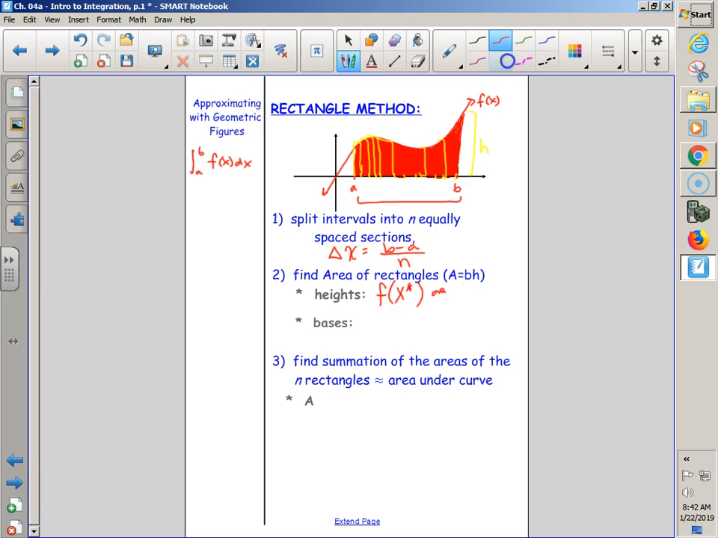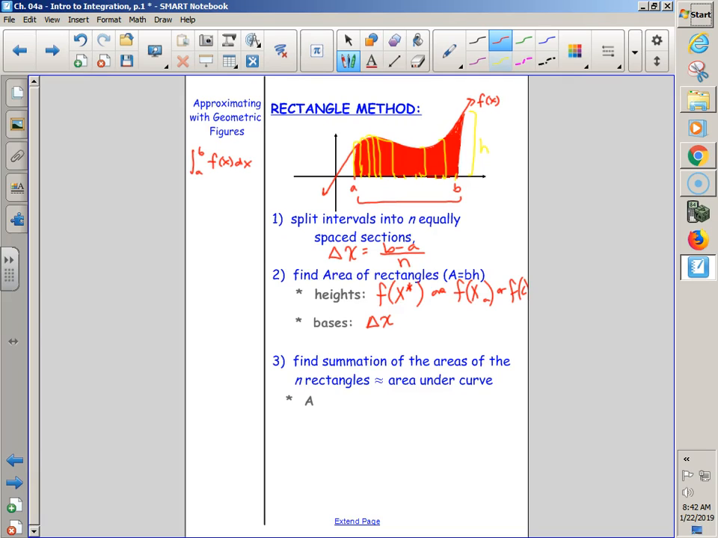Some people would say f of x sub a. Some people would say something like f of c, like c1, c2, c3. People sometimes put it many different ways because usually x equals a and x equals b are the beginning and the end, and some people like to just use a different letter like c, kind of like MVT, where the c's are in between. C1, c2, c3 are where we hit the curve, because it's going to change for every single subinterval. The heights are determined by hitting the curve, and the bases are always going to be determined by delta x.